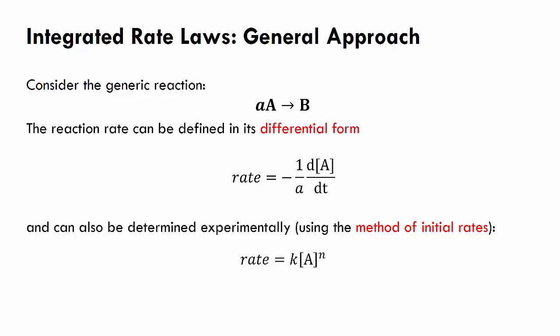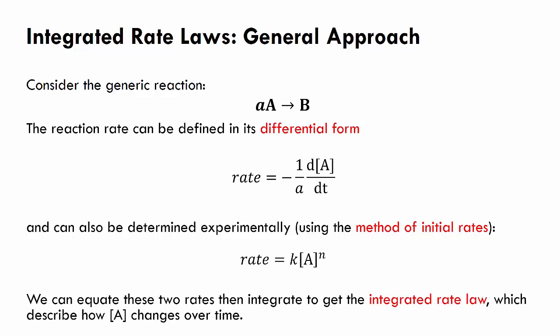So here, for example, we could say that rate is equal to k, the rate constant, multiplied by the concentration of A to the power of n. That exponent n would be determined using the experiment. These two rates are equal to each other, so we could equate these two terms and then integrate to get the integrated rate law. The integrated rate law describes how the concentration of A changes over time, such that we could calculate the current concentration of A at any time t after we started our reaction.